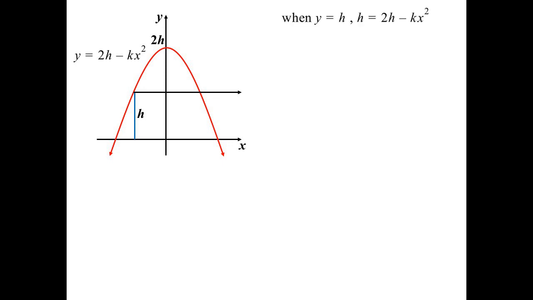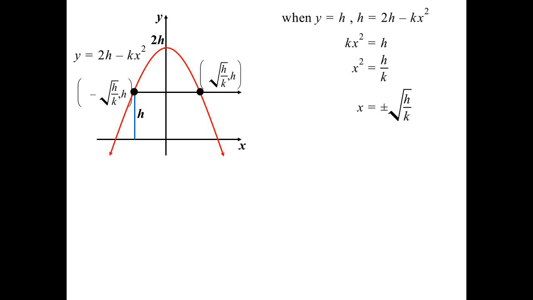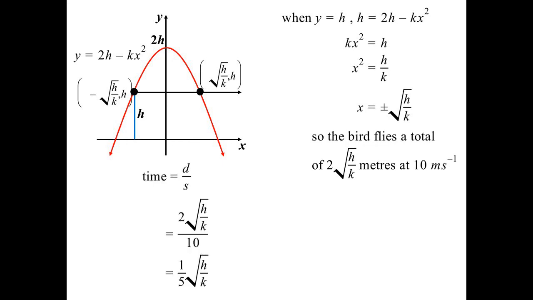Now when y equals h, I'm interested to find out the x value there. So if that's the equation of the parabola, h equals 2h minus kx squared, giving me that x is plus or minus the square root of h on k. That first point where the bird is sitting is the coordinates (minus root h on k, h), and where it gets hit will be (positive root h on k, h). So the bird ends up flying a total distance of 2 root h on k meters at 10 meters per second. Well, speed equals distance over time, therefore time equals distance over speed, and we get the time being 1/5 root h on k.